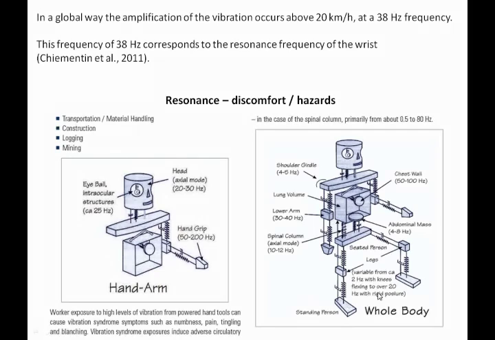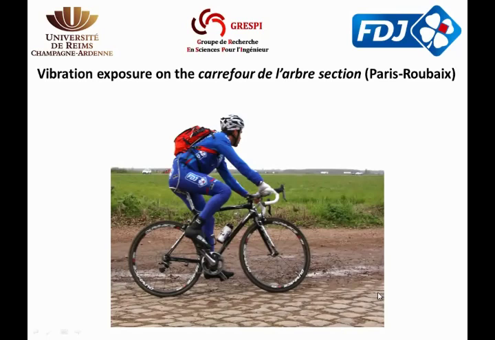To decrease the vibration exposure and potentially decrease the deleterious effects of the vibration, the resonance frequencies of the bicycle must be different from the resonance frequencies of the hand, arm, and our body. Other experimentations have been performed on the cobblestone section of Paris-Roubaix, on recreational cyclists, and on professional cyclists of the FDJ.com team.